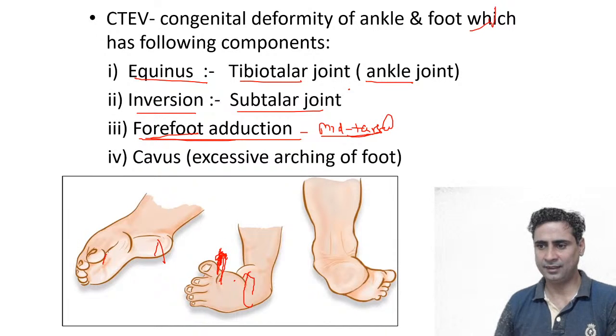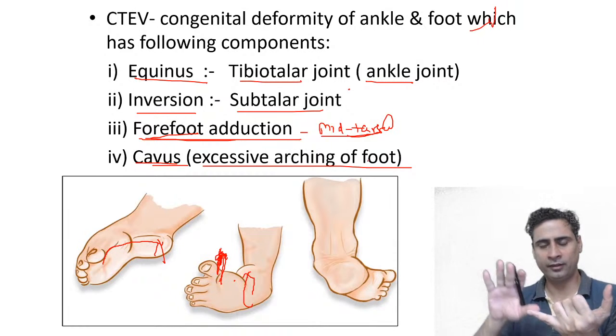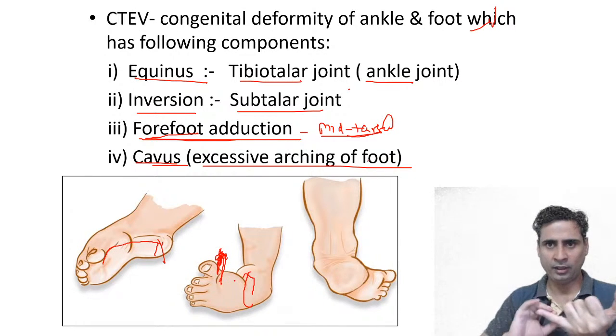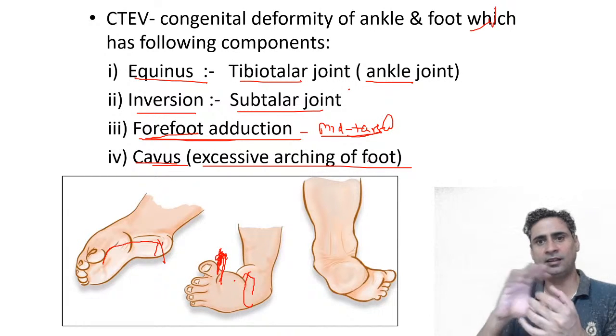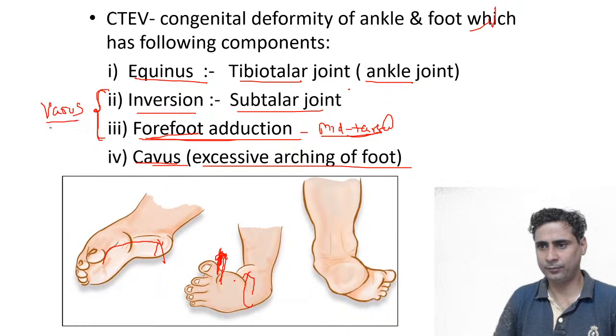Finally, there will be excessive arching of the foot, cavus. So these are the four basic deformities: equinus, that is plantar flexion; inversion, sole is facing inward; adduction, the forefoot is going medially; and cavus, excessive arching. Now inversion and adduction of the foot, combination of these two is known as varus. Now if we combine this varus with equinus, the combination of these three is known as supination. So you will have to remember these six deformities: supination, varus, equinus, inversion, adduction, cavus.